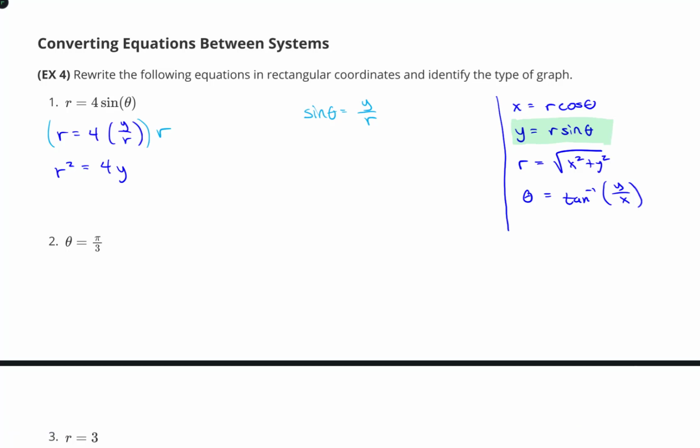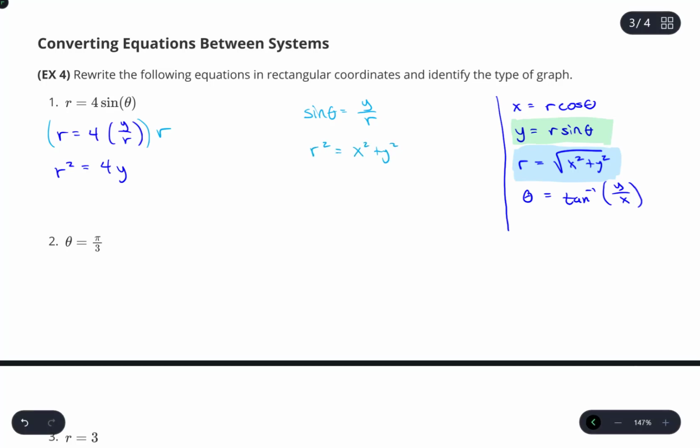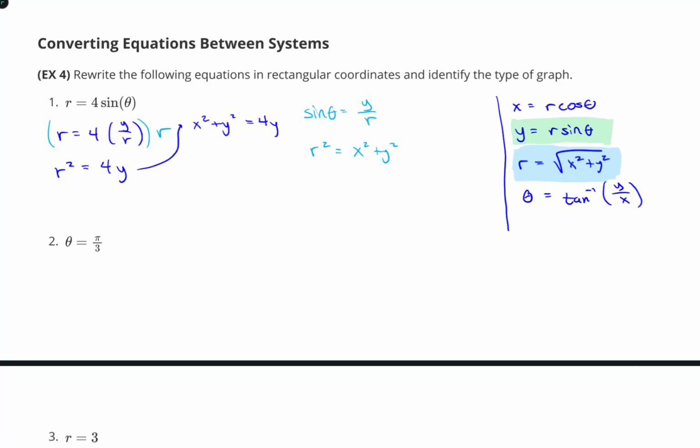And r squared, I would use the next equation here. But in this case, I wouldn't use it directly. I would transform it to where I have r squared. Let me write that out. r squared equals x squared plus y squared. All right, so then this becomes x squared plus y squared equals 4y. Okay, now, in terms of a rectangular equation, that's perfectly fine. That is the rectangular form. If that's all you need, that's okay.